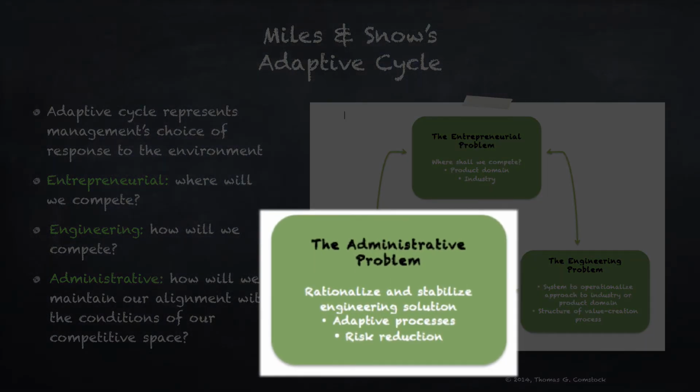And then the third problem becomes almost the idea of, well, how am I going to administer that engineering problem to ensure that it continues to solve the entrepreneurial problem? Miles and Snow talk about this in the context of organizing the firm in a way that can minimize risk or allow the organization to continually maintain its alignment with environments when it changes. So the administrative problem becomes, what's the process by which I can continue to adapt to the environment once I've found an engineering solution that allows me to best articulate my value proposition?